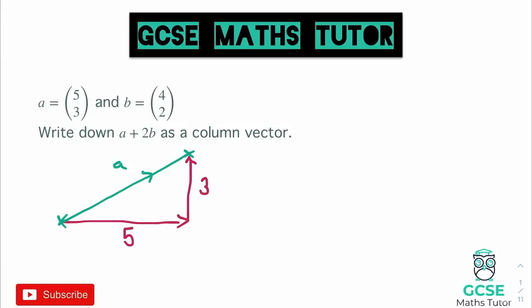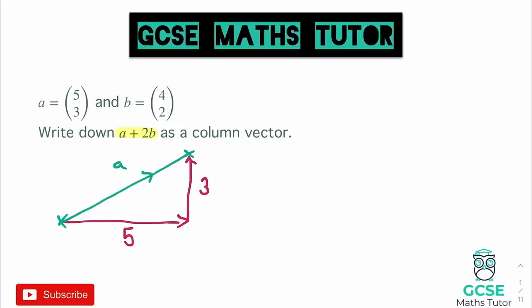And we could do exactly the same for vector B. We're not going to do that because obviously it's just going to be the same. It's going to go right by 4 and up by 2. But essentially what we're being asked to do here is to combine these vectors. So we've got that it wants us to write down A plus 2B, or 1A plus 2B. Now that means it wants us to do the movement A, which is going to go across 5 and up by 3, and then it wants us to do the movement B, and it wants us to do that twice. So we're going to go across by 4, and then across another 4, and then up by 2 and up another 2.